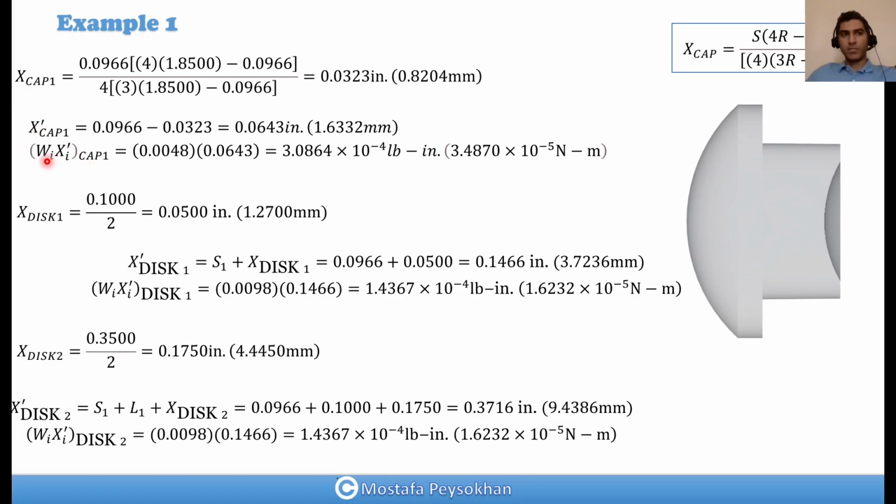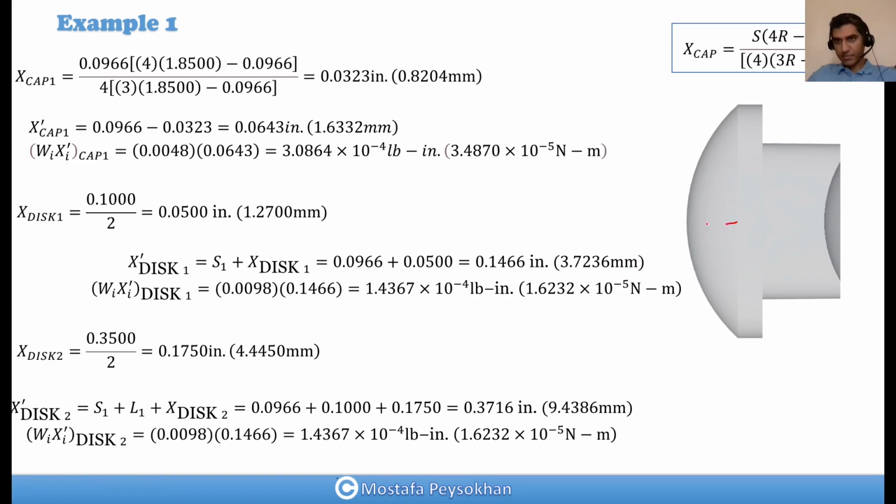So the multiplication of wi xi for cap 1 is equal to this. We have this number, and for x of the disk, this one is very simple. X of disk is half of the thickness, which is 0.05. And again, for this equation, because as I always mention, we start from here, that's our reference. So we have S plus x of disk, which is S1 plus x of disk 1, which is equal to this equation.